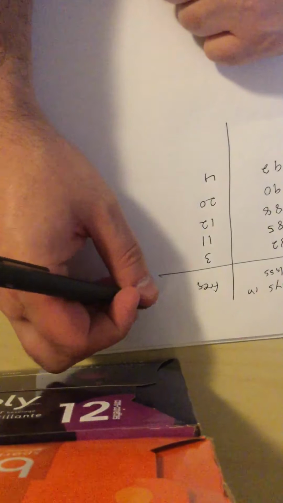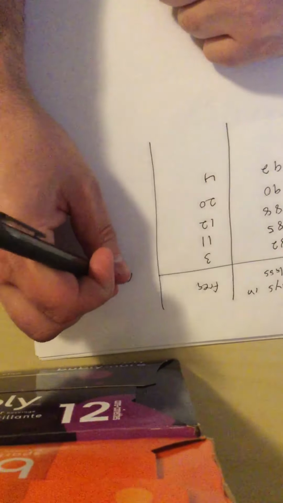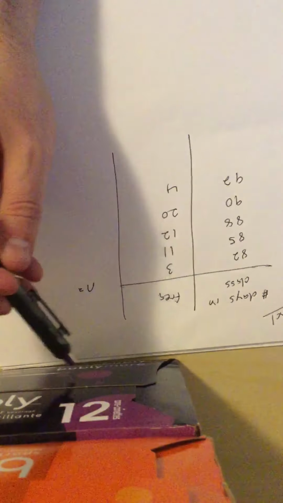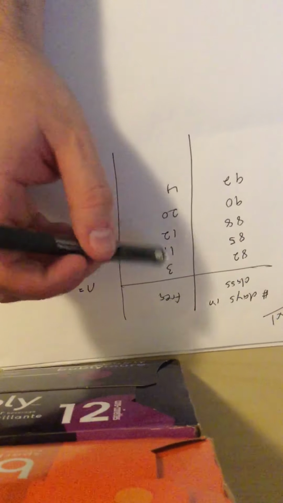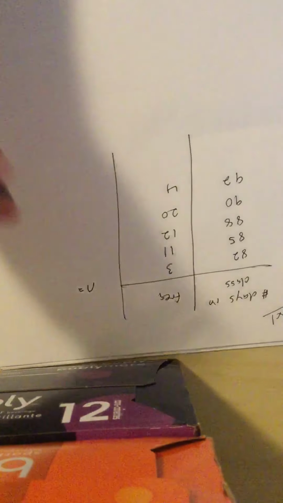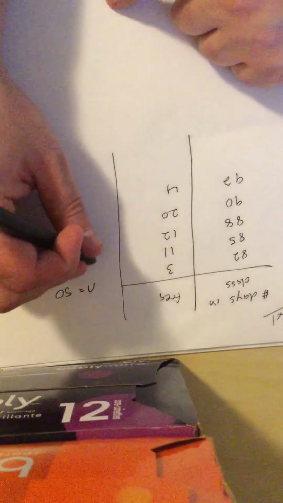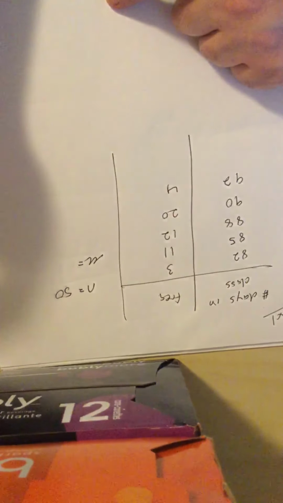So the first thing we're going to have to do is figure out some values. So we're going to need the n. And to figure out the n, we add up the frequencies. So that's going to give us 15 plus 15 is 30 plus 20. The n is 50.